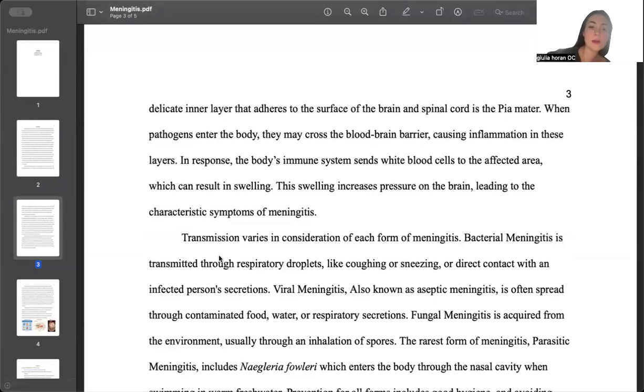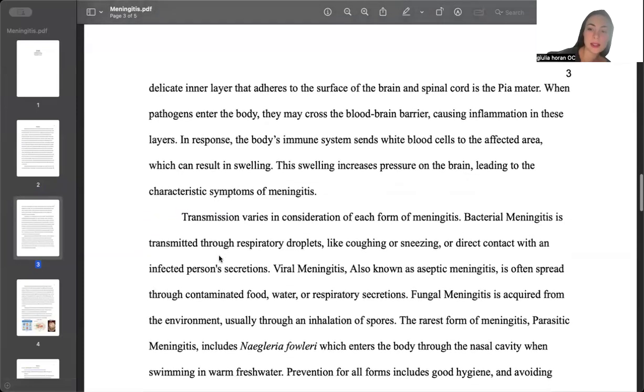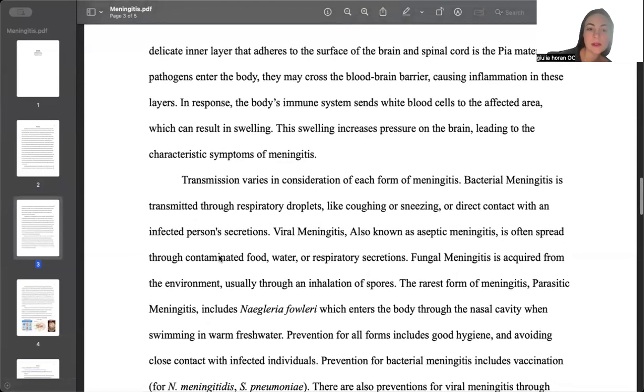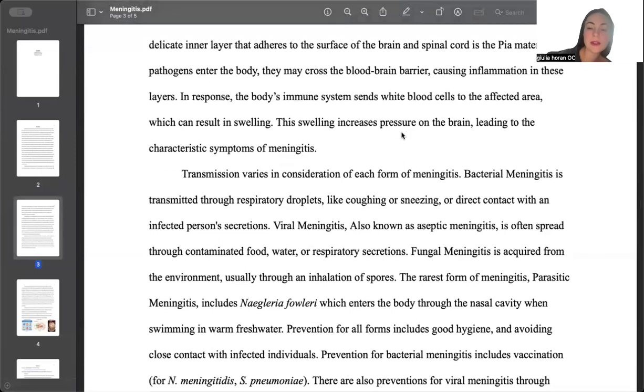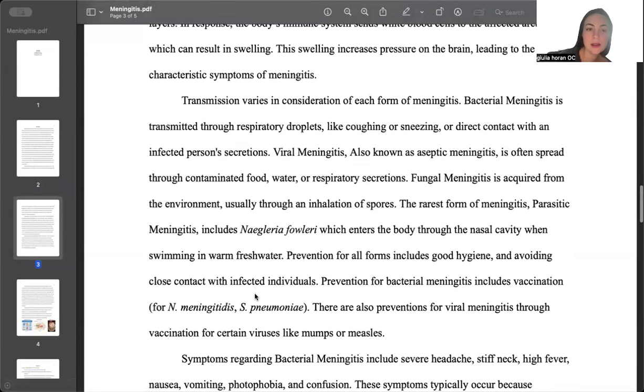When pathogens enter the body, they may cross the blood-brain barrier, causing inflammation in these layers. In response, the body's immune system sends white blood cells to the affected area, which can result in swelling. This swelling increases pressure on the brain, leading to the characteristic symptoms of meningitis.